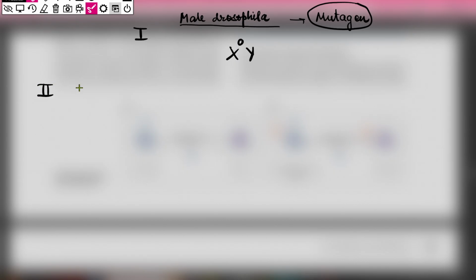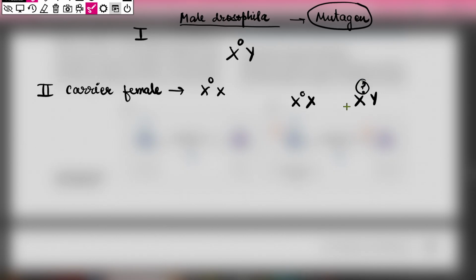Second important thing is we have to take a carrier female. Now we know that in the females there are two X chromosomes, so at least one of the X chromosomes must have that lethal gene. And since this lethal gene is recessive, it won't be able to express itself in this carrier female. Now what we do is we cross these two. Here we are not sure whether that particular mutation is present or not.